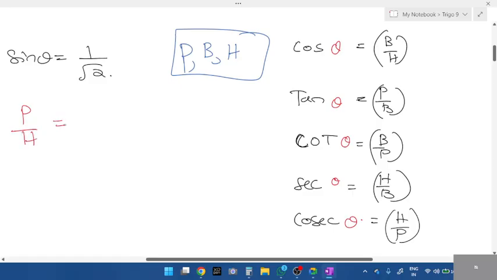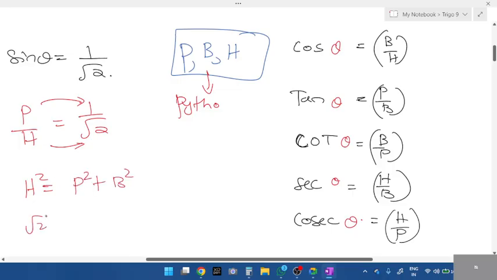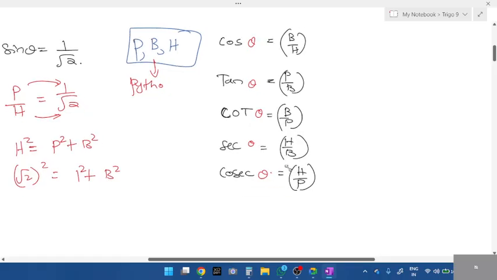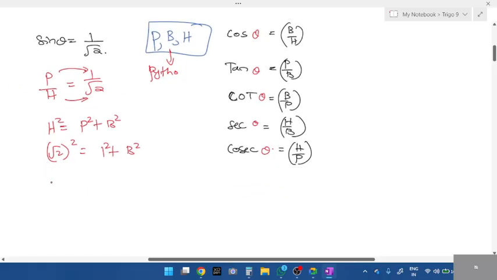Let me write P by H. Is this clear? What is the P value? What is the hypotenuse? What is the relation between these three? Which formula do we use? We use Pythagoras. What is the Pythagoras theorem? H square is equal to P square plus B square. What is the H value? 1 square plus B square remains as it is. How do you find B square? Root and root get cancelled.